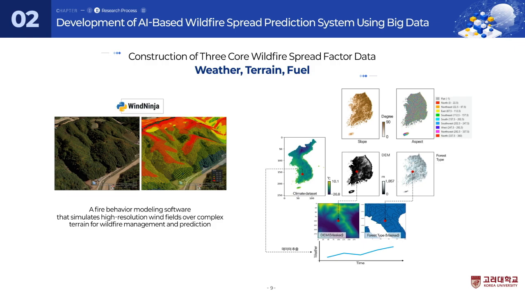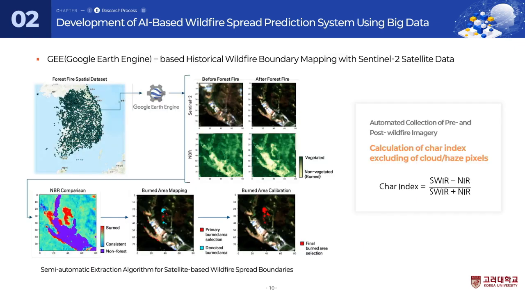For terrain, we extracted elevation, slope, and aspect data from the National Geographic Information Institute's 5-meter resolution DEM covering all of Korea. For fuel data, we collected fuel type maps and fuel ignition characteristics. For fire history, we gathered data from 50 past wildfires.